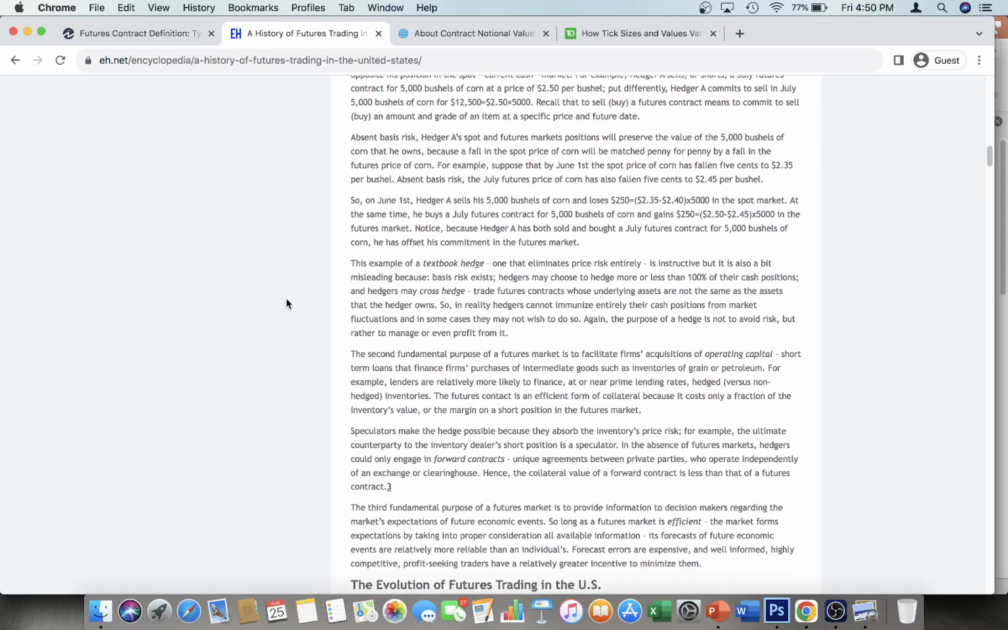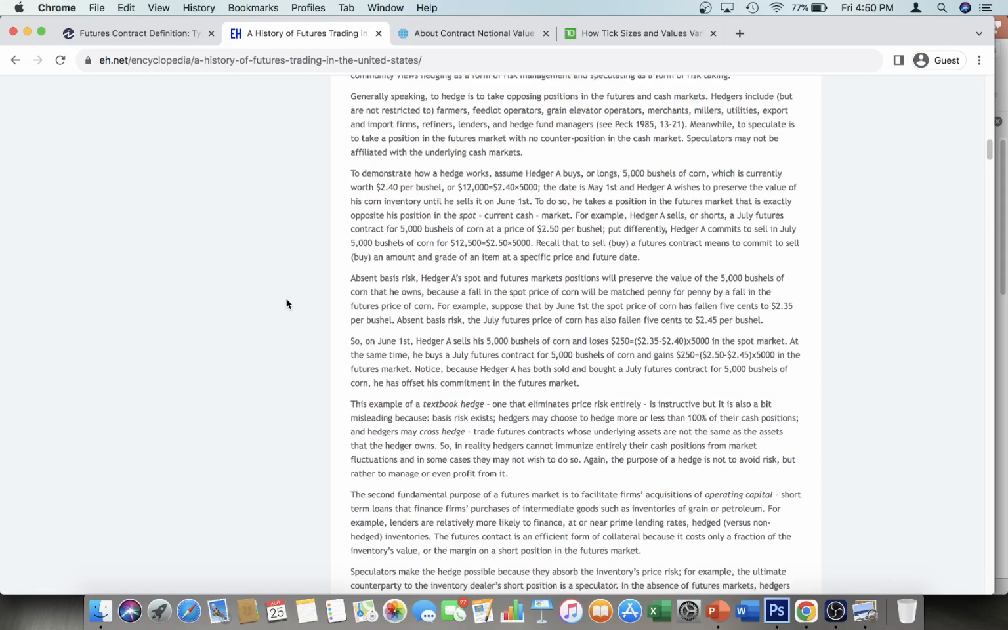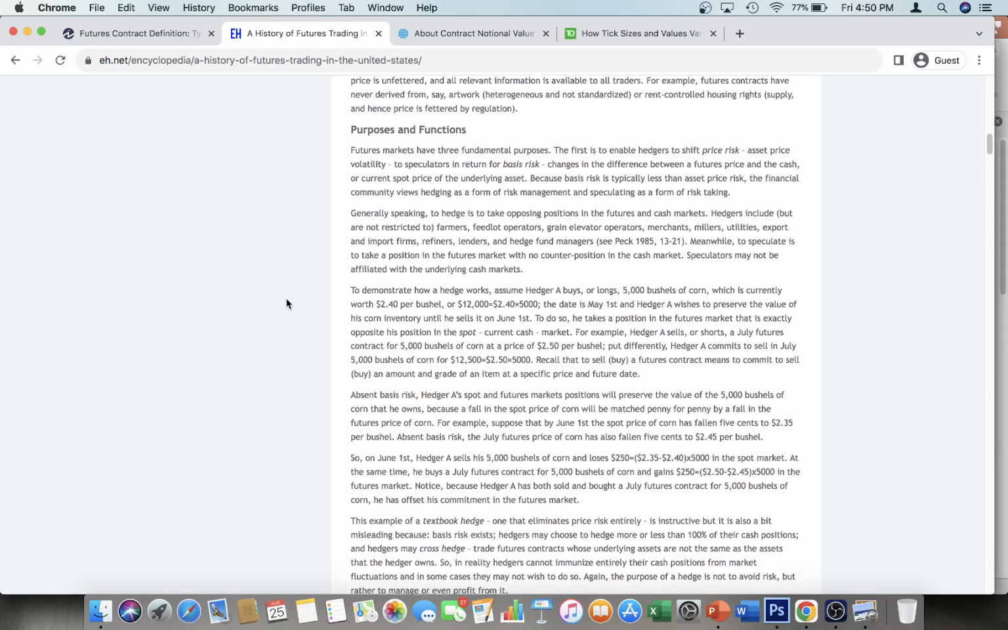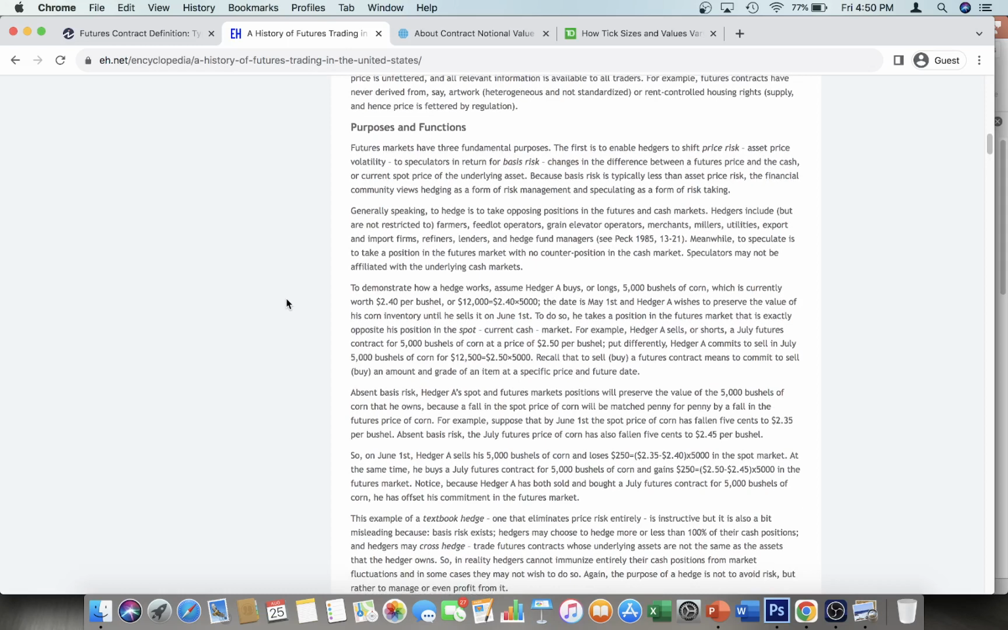So that's kind of it. I'm going to give you an example of a hedger, and I'm going to give you an example of a speculator. It's important for you to understand which one of these you are, because there's pros and cons to each. So I'm going to go ahead and share it with you.